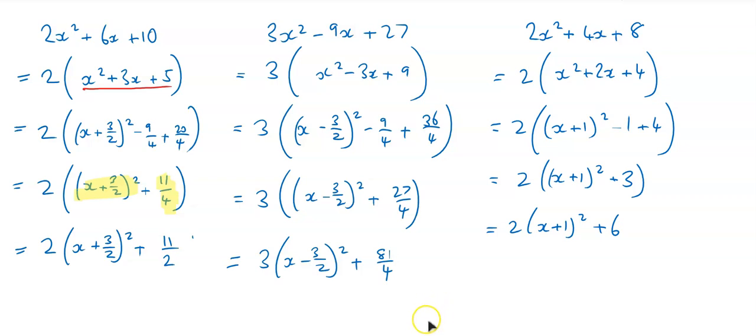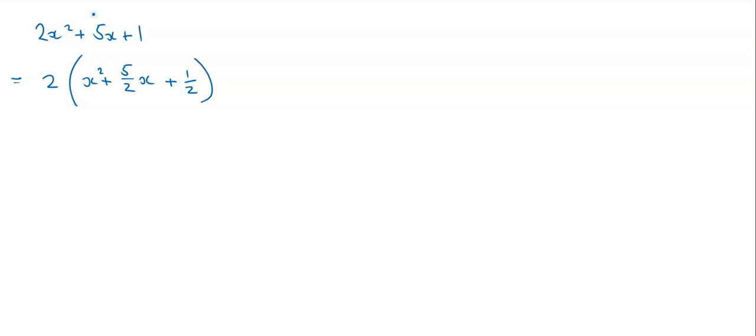Okay, final thing we need to consider is what happens if it doesn't factorize nicely. So what if we have 2x squared plus 5x plus 1? Well, the bad news is we just still factorize it. Well, if it's bad or good, we go x squared plus 5 on 2x plus 1 on 2. Now we can deal with fractions, so this shouldn't be a problem.